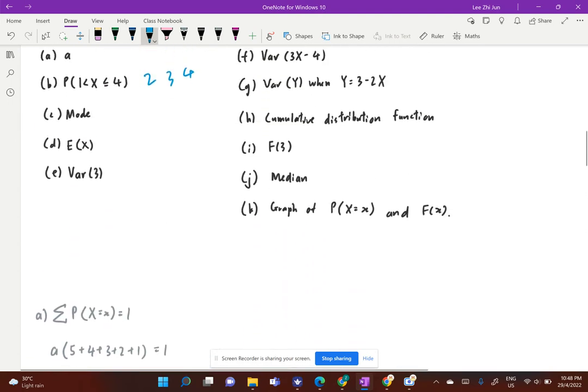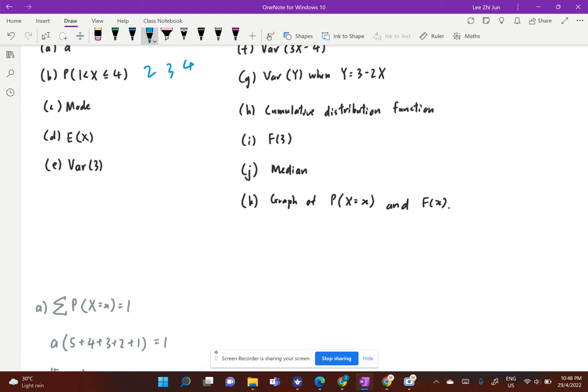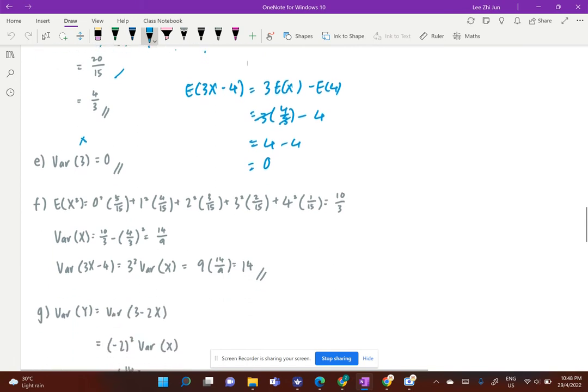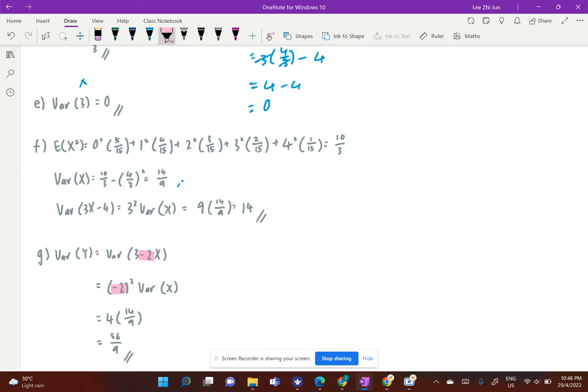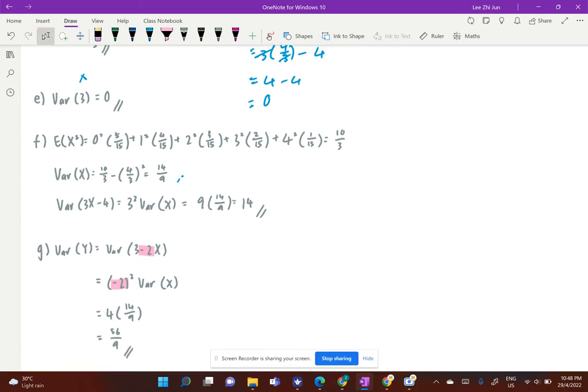So g is the Var(Y), where Y equals 3 minus 2x. Use back the value in this Var(X). As you can see, this 2x has a negative 2, so you include negative 2 inside. Don't ignore this negative. But if you square it, you will get positive 4. So that's why I say the variance will always be positive. So 4 times 14 per 9, so I'll get 56 per 9.